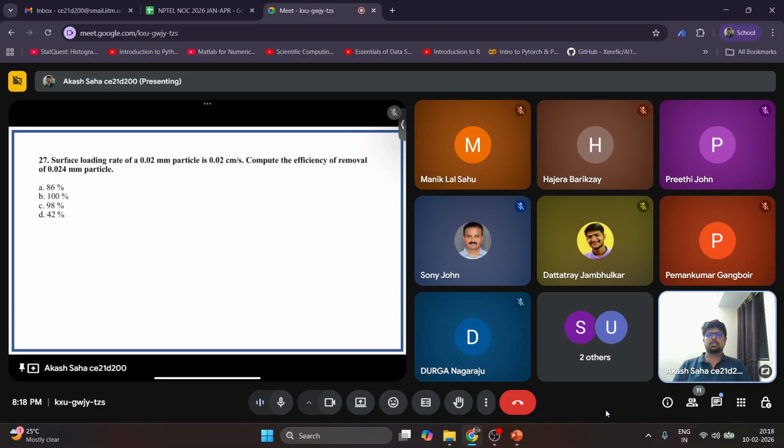Another small numerical. Surface loading rate of a 0.02 millimeter particle is 0.02 centimeter per second. Compute the efficiency of removal of 0.024 mm particle. This is a very good question. So surface loading rate is 0.02 centimeter per second for a particle of size 0.02 mm. What will be the removal efficiency of a 0.024 mm particle? Please try it out. This will clear many concepts.